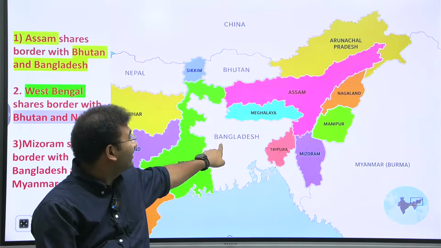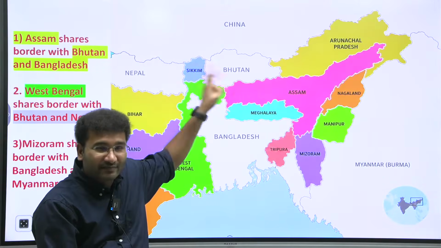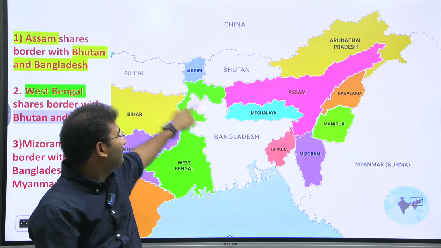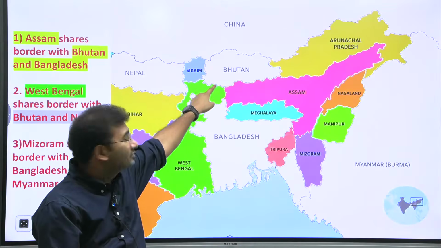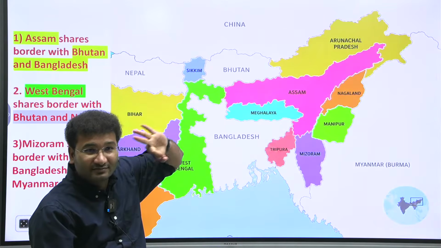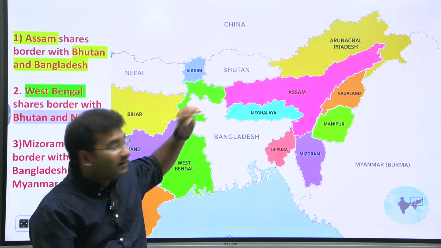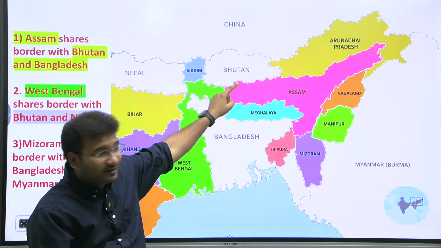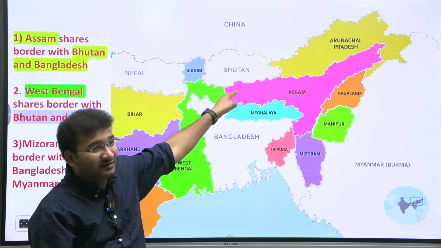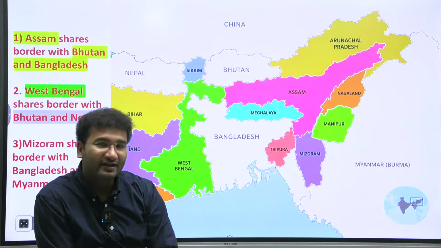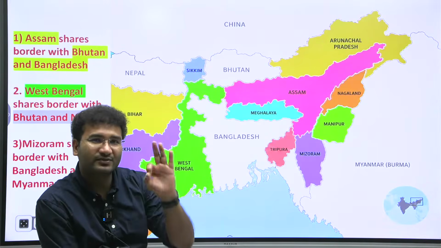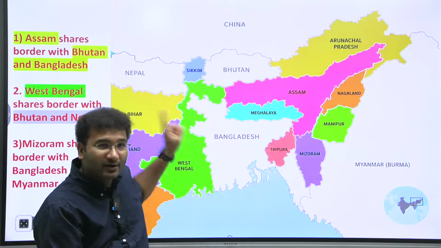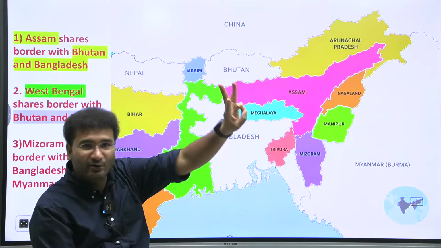Assam has border with Bangladesh. Assam has border with Bhutan. 2 countries it has borders with. West Bengal has border with Nepal and Bangladesh. West Bengal also has border with Bhutan. Okay. Arunachal Pradesh has border with Myanmar, China. Right? Sikkim has border with 3. So look and again tell me how many states have at least borders with 3 countries? West Bengal, Sikkim, Arunachal Pradesh.